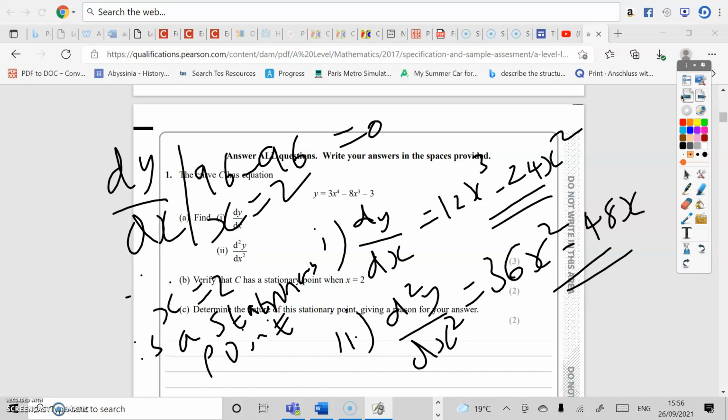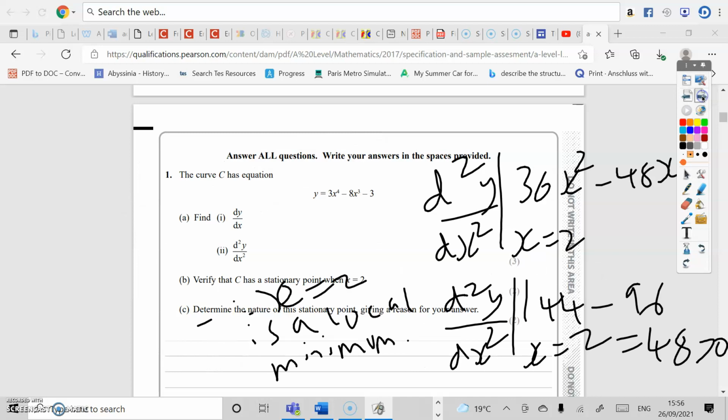Part C, determine the nature of the stationary point given a reason for your answer. So that second part that I just did there, d2y by dx squared, so subbing in x equals 2, getting 48, which is positive, to get you your first mark, and that final mark for saying that x equals 2 is a local minimum will get you the final second mark. Okay? And that's how you can get all 7 marks for question number 1.